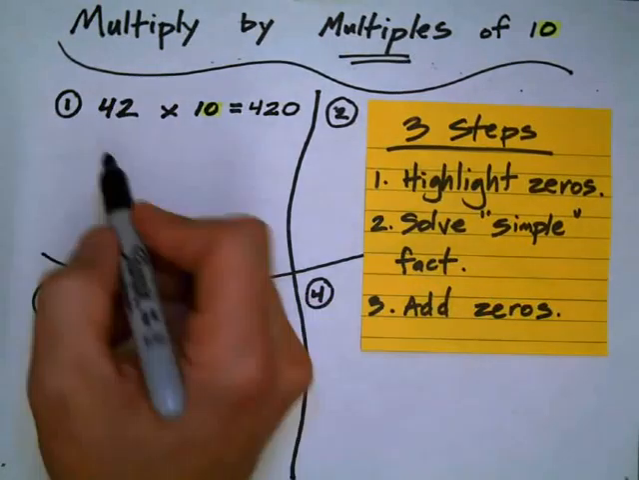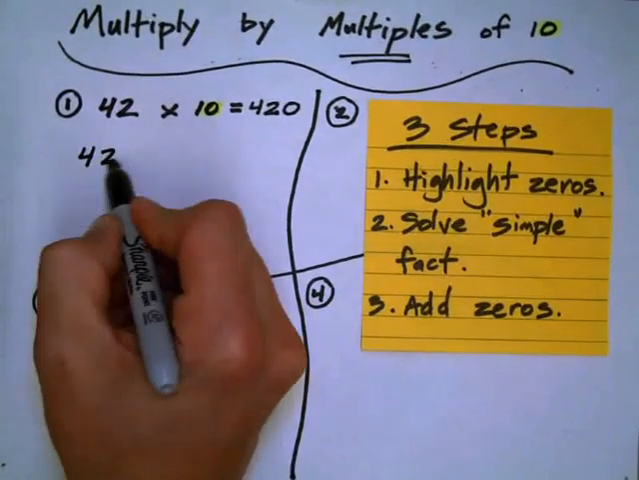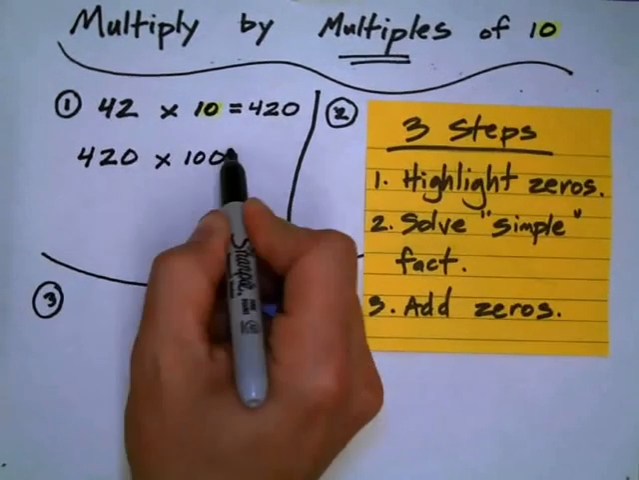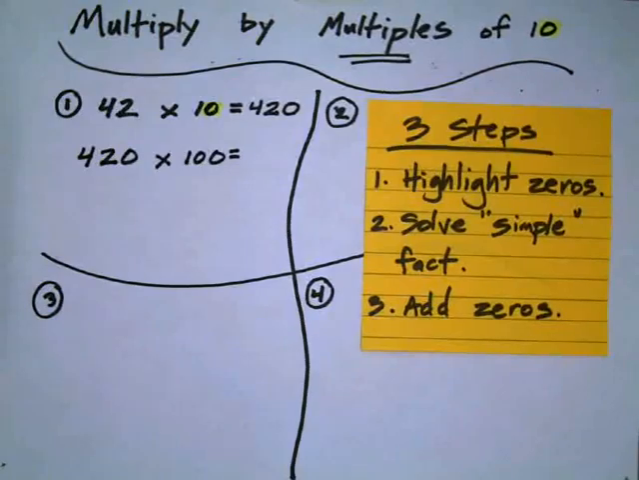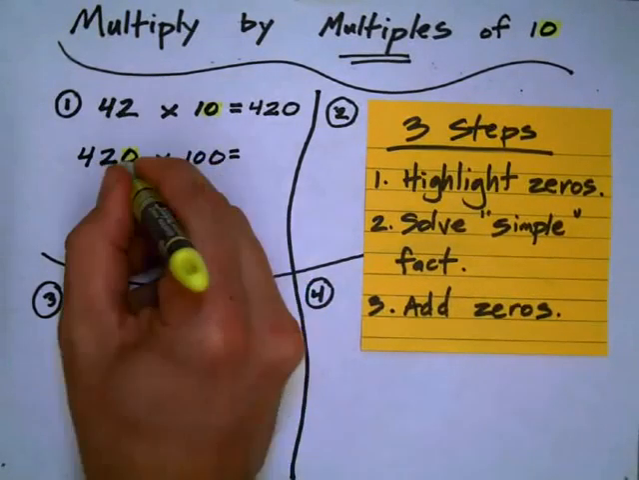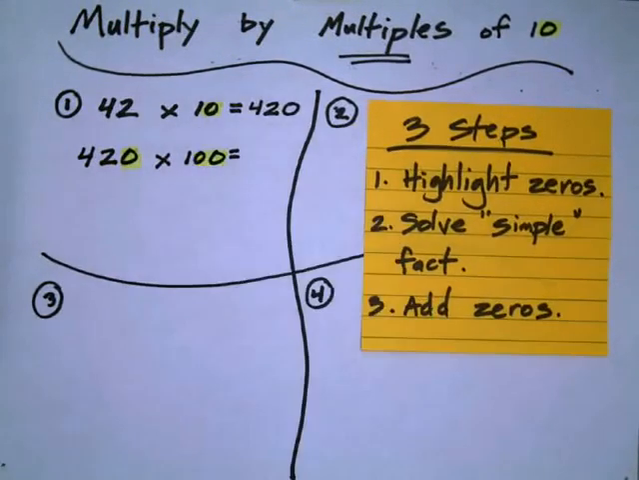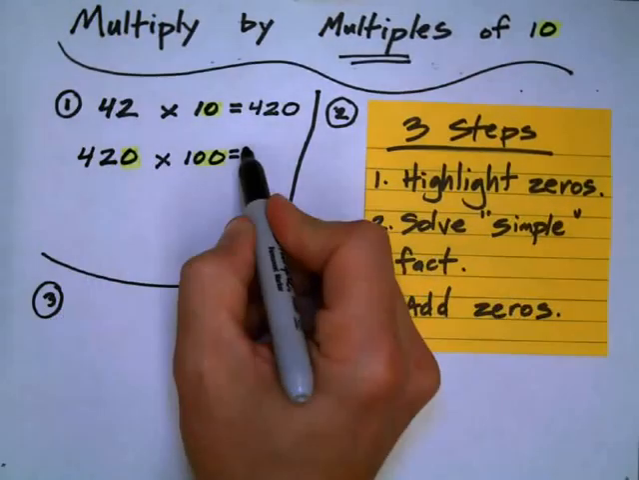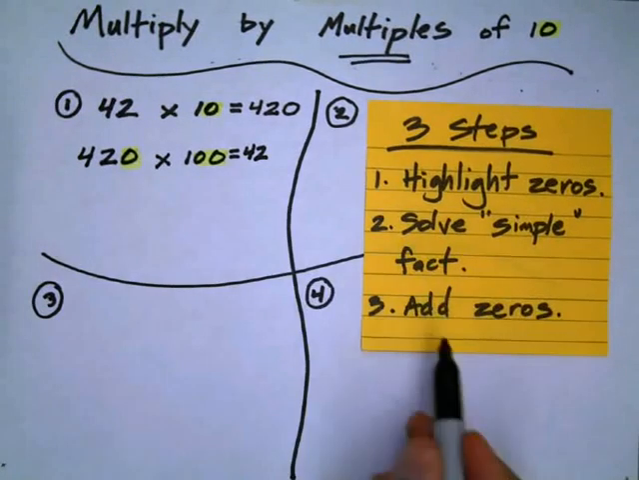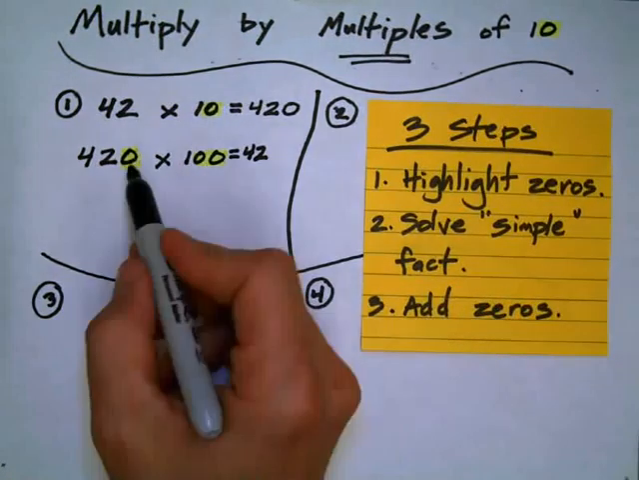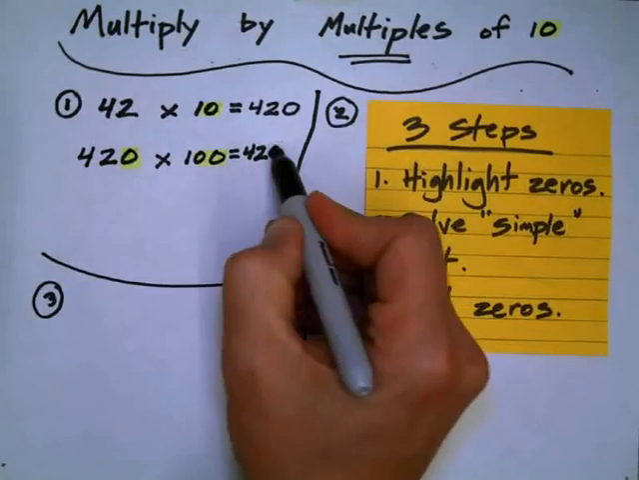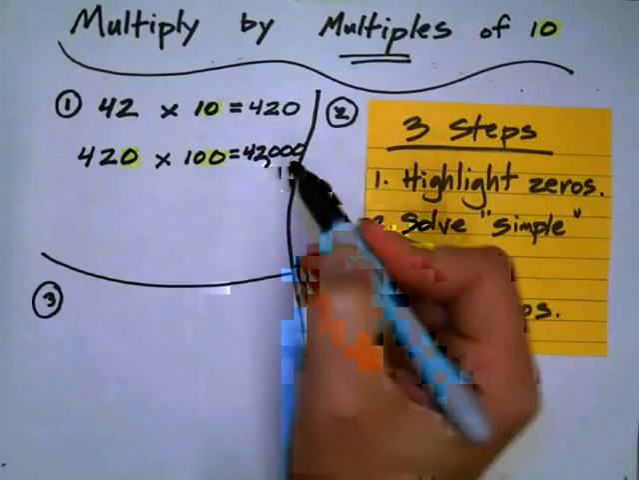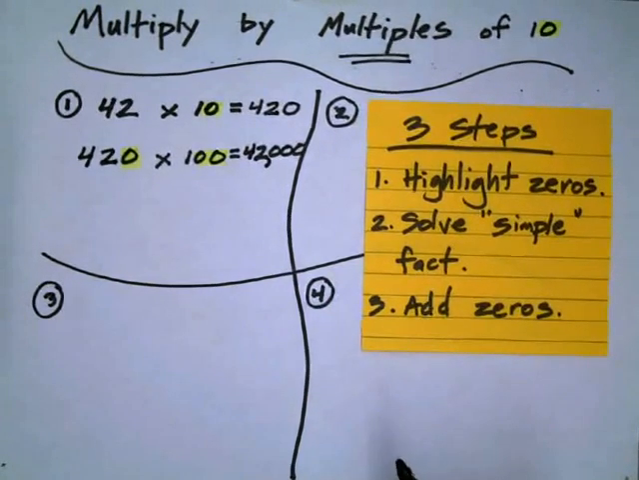I'm going to try another problem here using essentially the same problem but with more zeros. First step, we highlight the zeros. Second step, we solve the simple fact. 42 times 1 is whatever's left. And step 3, we add the zeros. There are 1, 2, 3 zeros. So we place them at the end. Count back ones, tens, hundreds, comma, and we get 42,000.